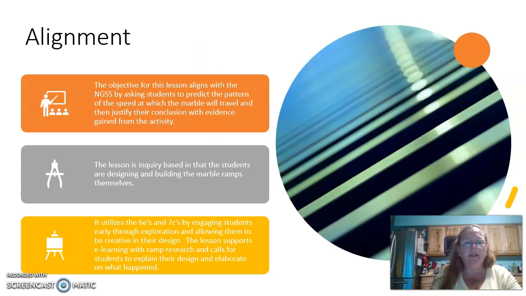Alignment. The objective for this lesson aligns with the NGSS standard by asking students to predict the pattern of the speed at which the marble will travel, and then justify their conclusion with evidence gained from the activity. The lesson is inquiry-based in that the students are designing and building the marble ramps themselves. It utilizes the 6 C's and 7 C's by engaging students early through exploration and allowing them to be creative in their design. The lesson supports e-learning with ramp research and calls for students to explain their design and elaborate on what happened.